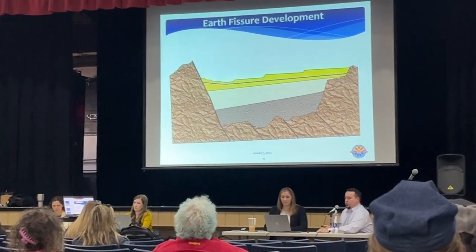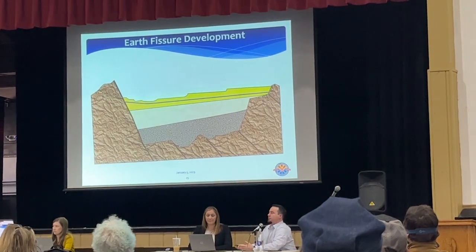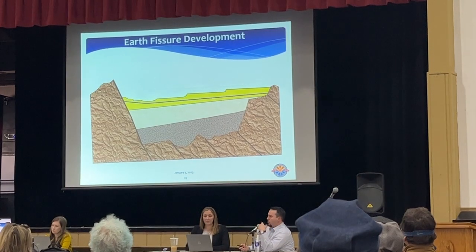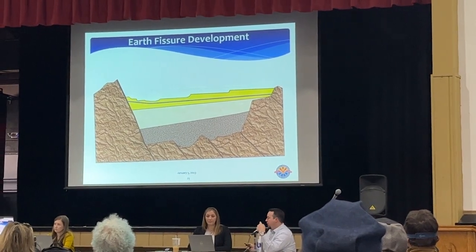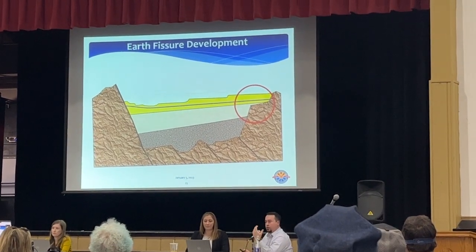So one other dangerous part about land subsidence is earth fissuring. And earth fissures are a surface expression of when there is land subsidence. So going back to this basin diagram, we're going to zoom in on just the edge to show you how earth fissures develop.